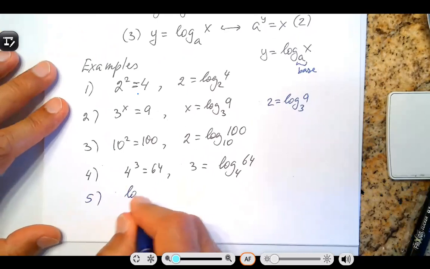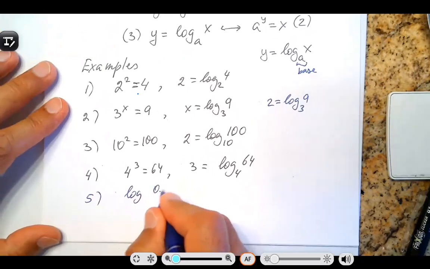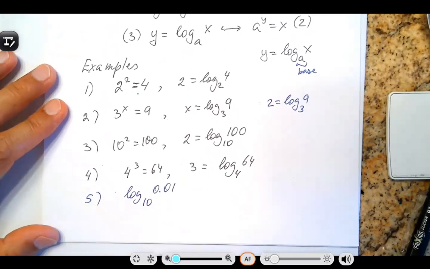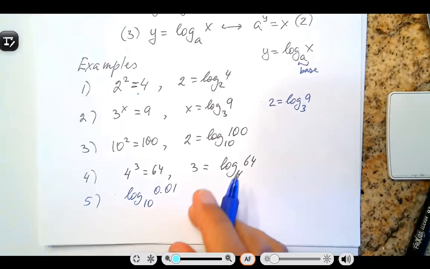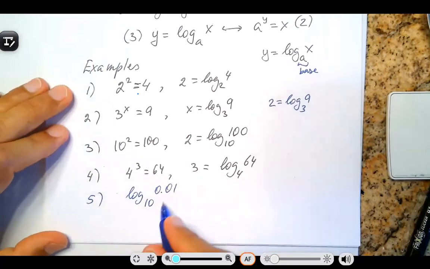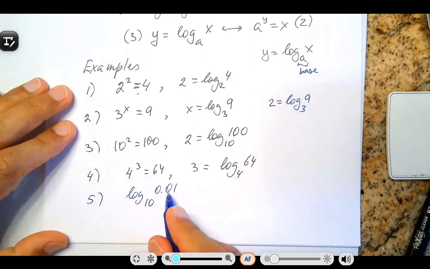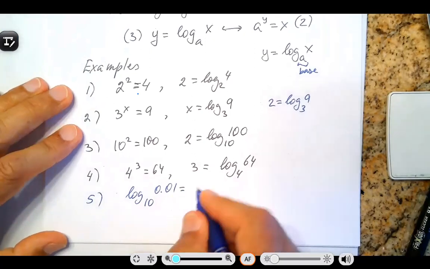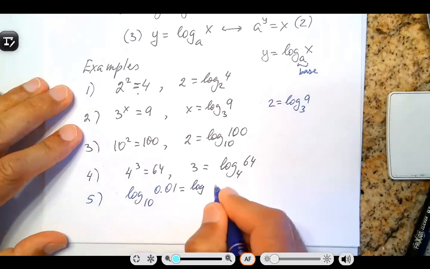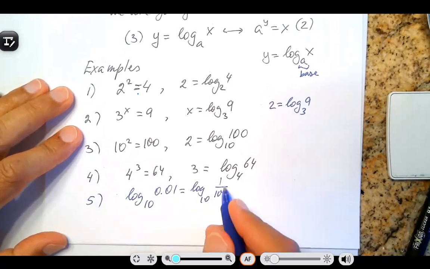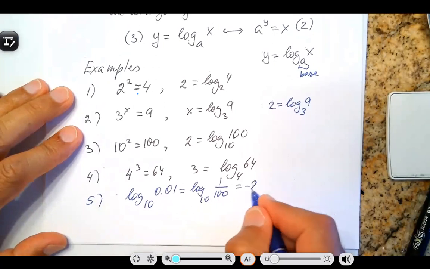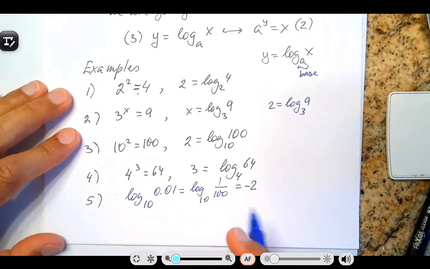What is the logarithm of 0.01 base 10? Simply, I'm asking to which power I have to raise 10 to get 0.01. You remember, 0.01 means 1 over 100. So to which power do I have to raise 10 to get 1 over 100? To the negative 2. So we just calculated logarithms.